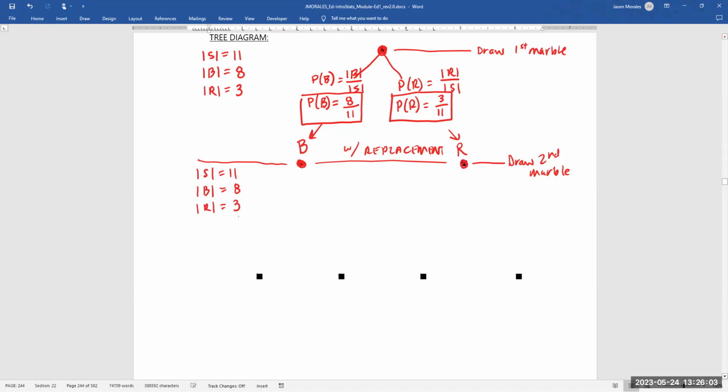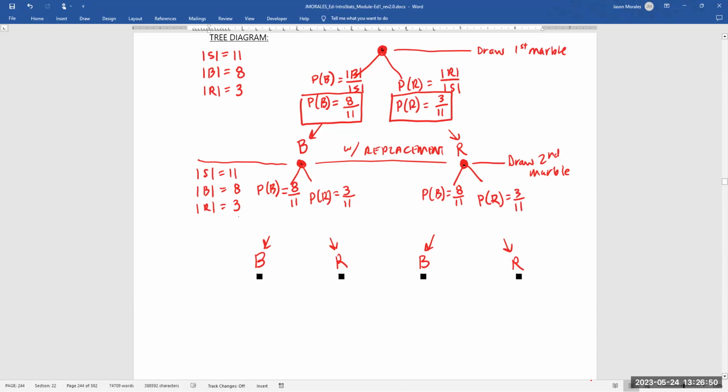So here, at our second draw, we can have blue or red, or blue or red. So we'll just kind of draw our branches in here like that. So here we've got the probability of blue, which is going to be 8 over 11, and the probability of red, which is going to be 3 out of 11. And then over here down this right-hand side, we have the probability of blue is 8 out of 11, and the probability of red is 3 out of 11.